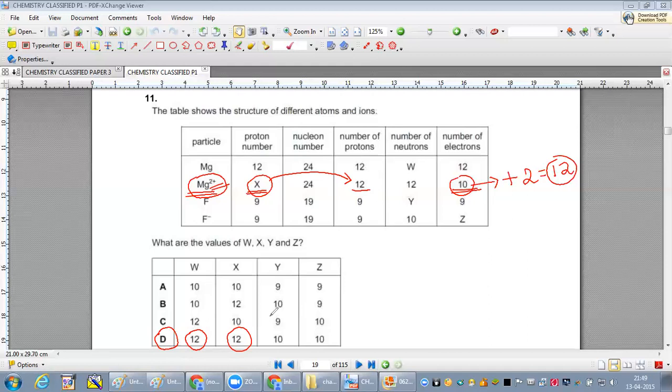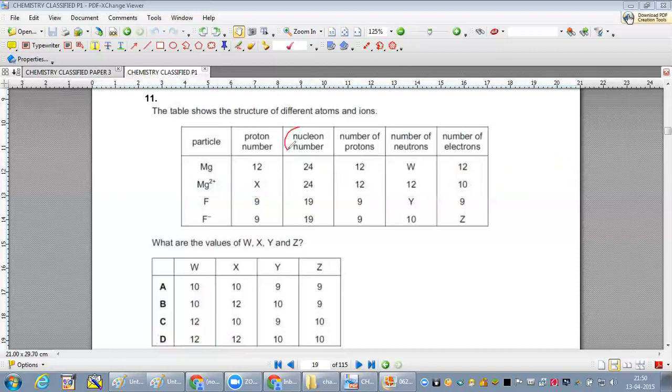We'll look for Y and Z also. Y is over here, that is the number of neutrons. Now whenever the number of neutrons and protons are involved, always look into the nucleon number. This is 9 over here. Nucleon number is 19. Always, the number of neutrons is equal to nucleon number minus proton number or number of protons.